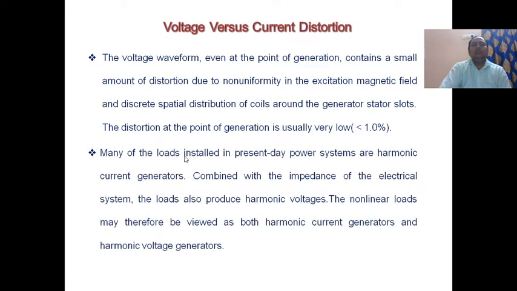Many of the loads installed in present-day power systems are harmonic current generators. Combined with the impedance of the electrical system, the loads also produce harmonic voltages. The nonlinear loads may therefore be viewed as both harmonic current generators and harmonic voltage generators. So harmonics are contained in both voltage and currents.